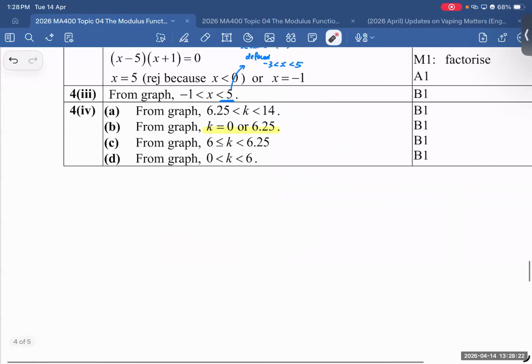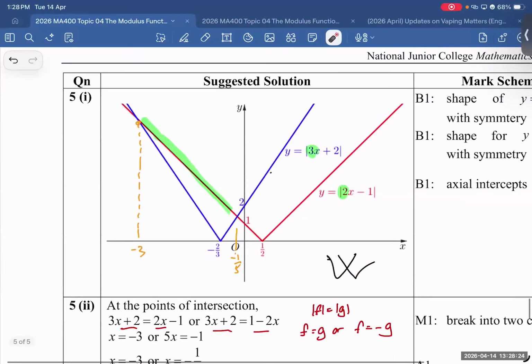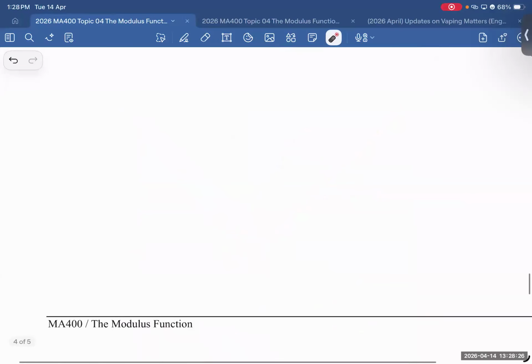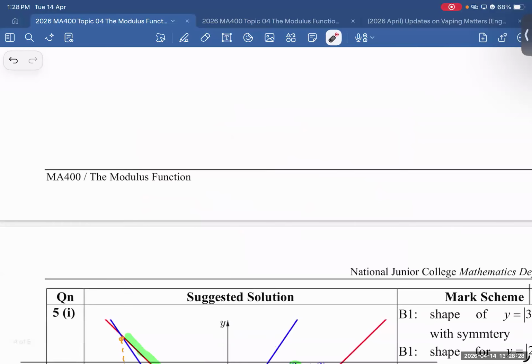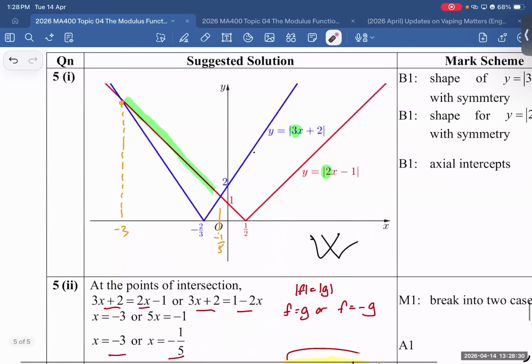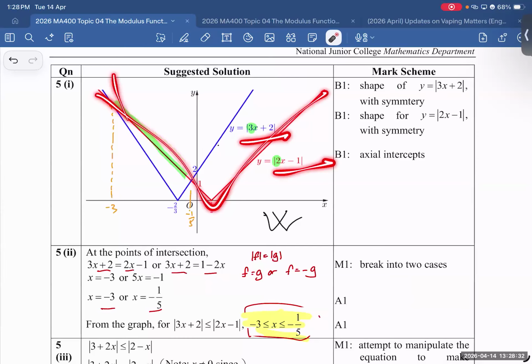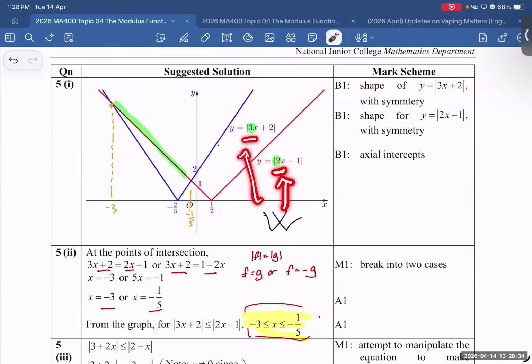Question 5. Like I said, two modulus graphs, V shape. If the gradient is different, they are bound to intersect. So you need to make sure that you have intersections on your graph. If you only have one, that means probably you never draw it right. Make sure you have two.